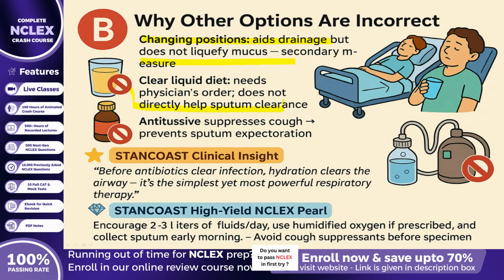Option D, administering an antitussive before sputum collection, is contraindicated because cough suppression would prevent the client from expectorating mucus, making it impossible to obtain a sputum sample. In fact, if medication is needed, an expectorant such as guaifenesin would be more suitable to stimulate productive coughing rather than suppress it.